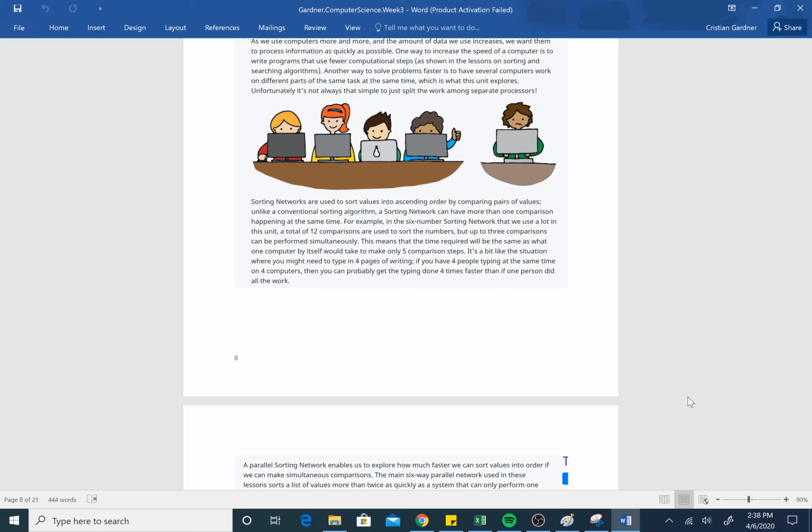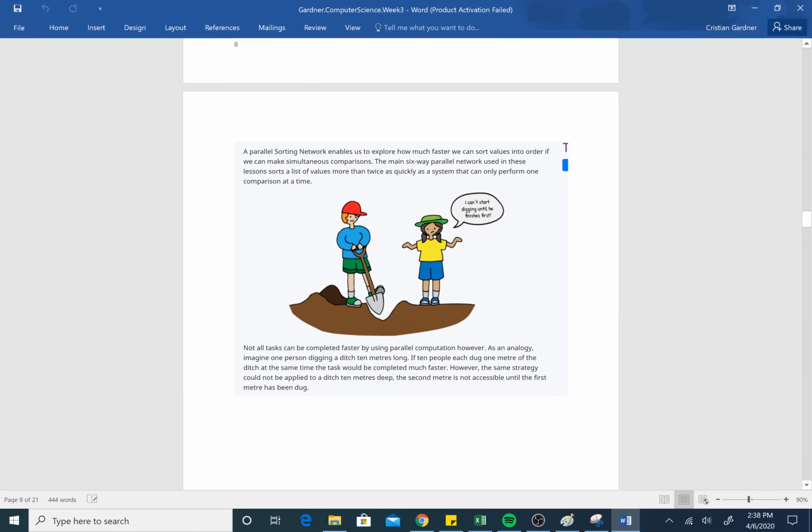It is a bit like the situation where you might need to type in 4 pages of writing. If you have 4 people typing at the same time on 4 computers, you could probably get the typing done 4 times as fast as if one person did all the work. A parallel sorting network enables us to explore how much faster we can sort the values into order if we can make simultaneous comparisons. The main 6-way parallel network used in these lessons sorts a list of values more than twice as quickly as a system that can perform one comparison at a time.